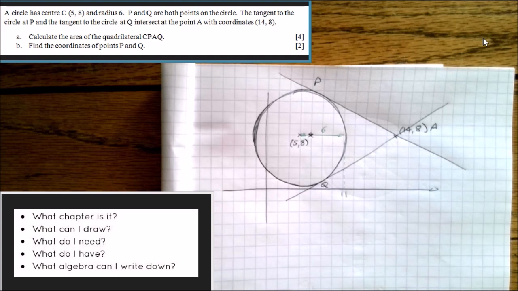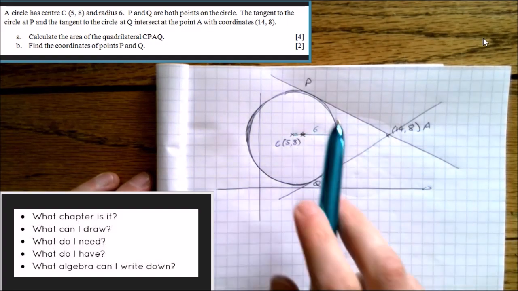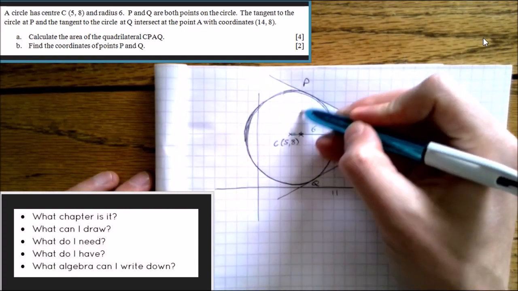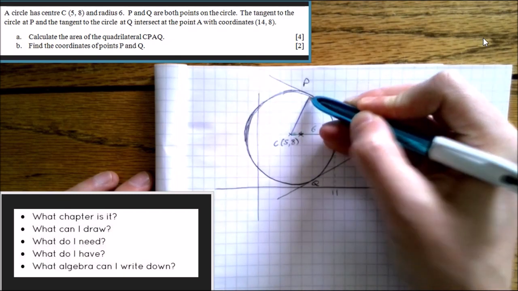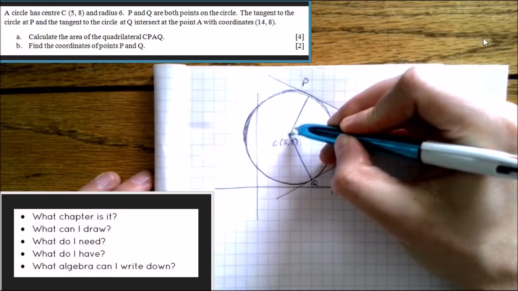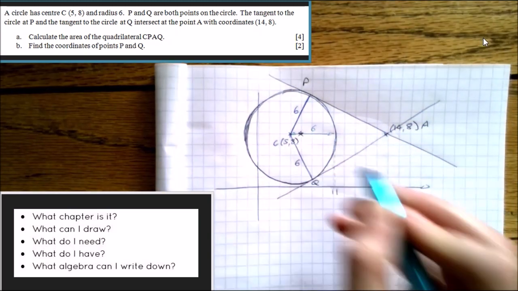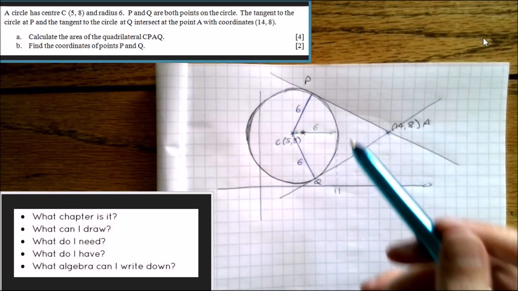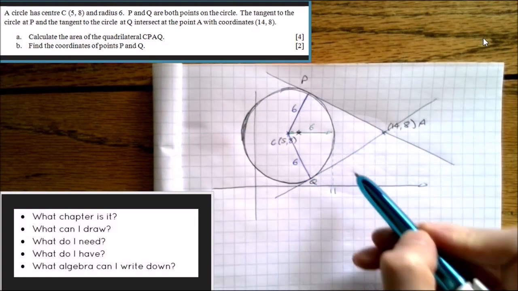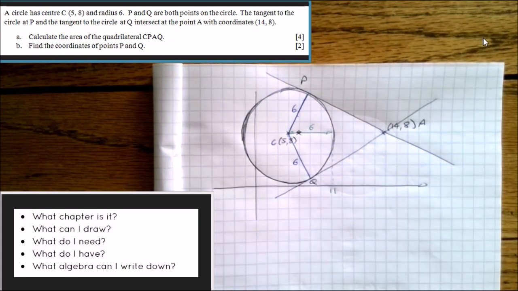Nice. All right. What do I need? That's my next question. The area of the quadrilateral CPAQ. The area of this quadrilateral. Connecting points to the centre of the circle again. That's definitely going to be useful because I know that that is 6 and that is 6. Okay. This here looks like a kite to me. These two the same length and these two the same length. I reckon that's going to be really useful.